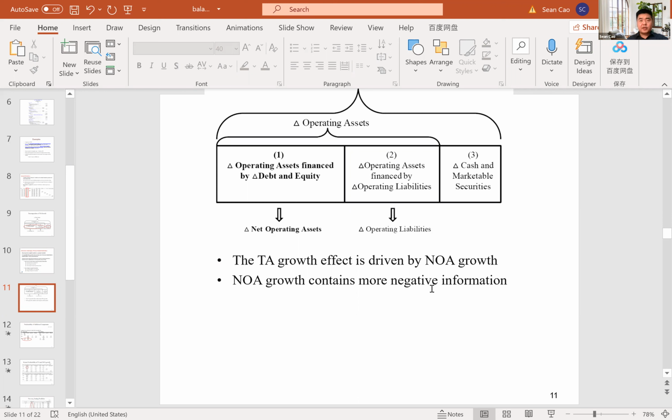The second growth is NOA growth, net operating assets. What does net operating asset growth mean? That's the firm growth financed by shareholders, bank loans, and the bond market. So these are the two growth measures.